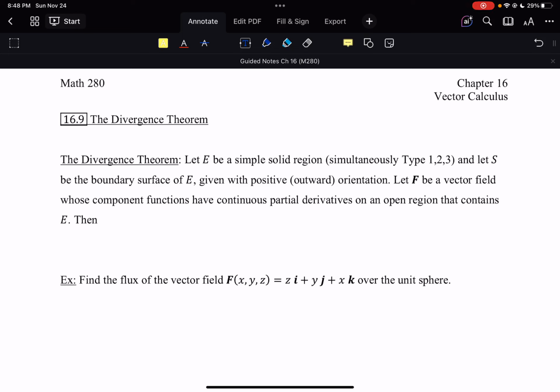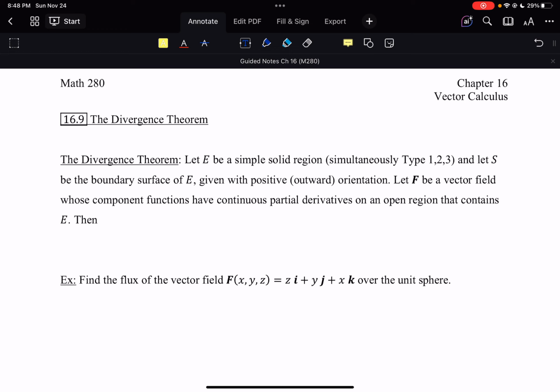Welcome to section 16.9. In this section, we will be looking at the divergence theorem, and we'll be looking at a little bit of a recap of a lot of the work that we've done here in our vector calculus chapter as we bring this whole course to a close. So to start off, we're just going to dive right in with the divergence theorem.